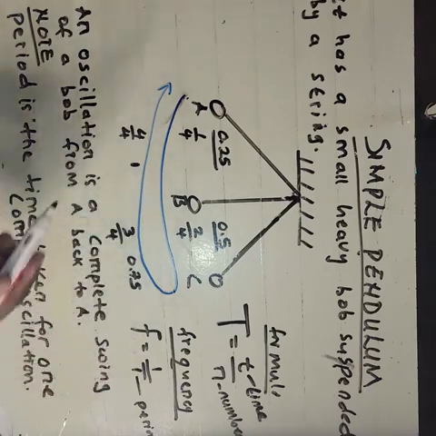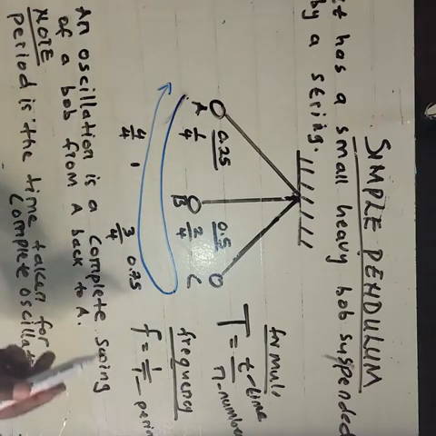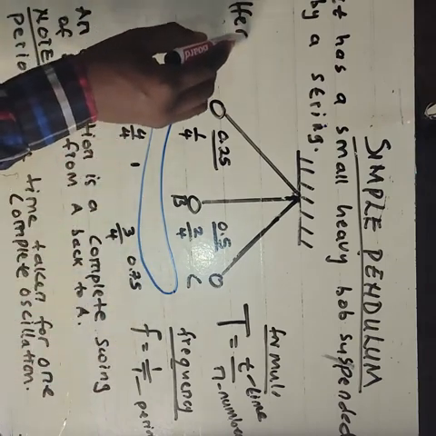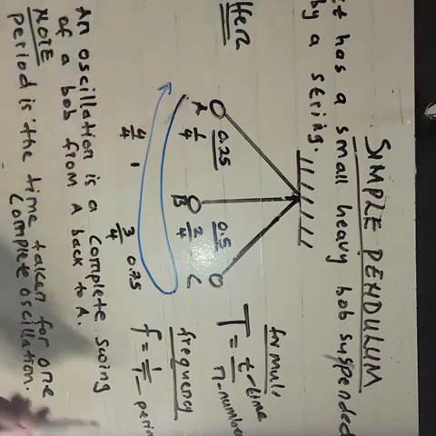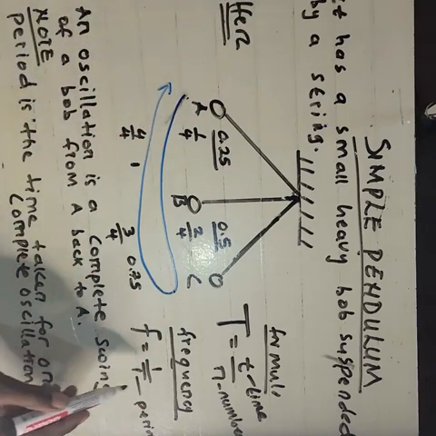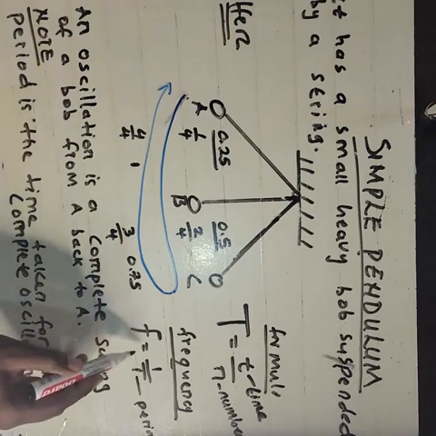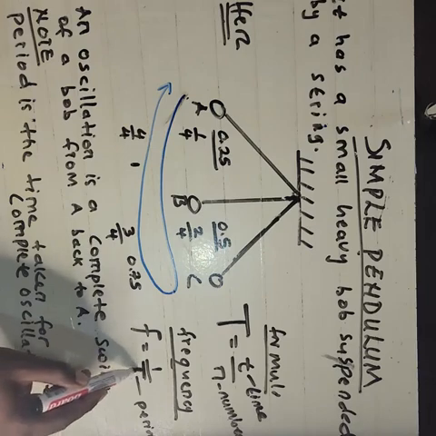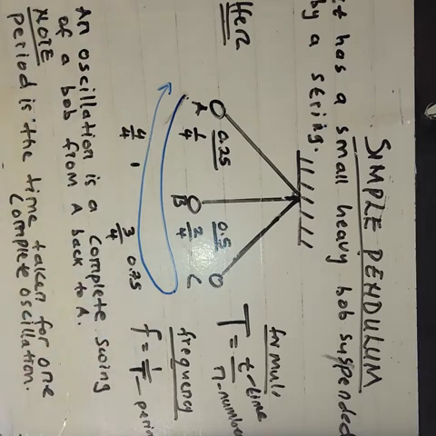Then there's also what we call frequency. And the units for frequency are hertz. So we use this formula when we're getting frequency. So frequency is equal to 1 divided by T, remember, capital letter T stands for period.